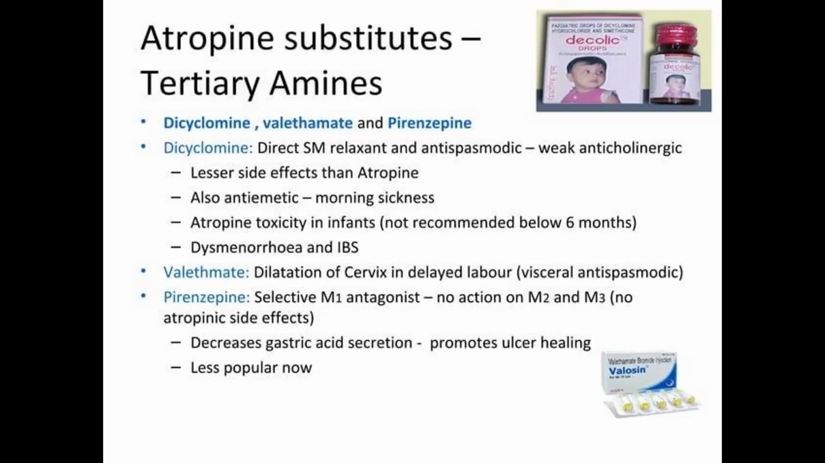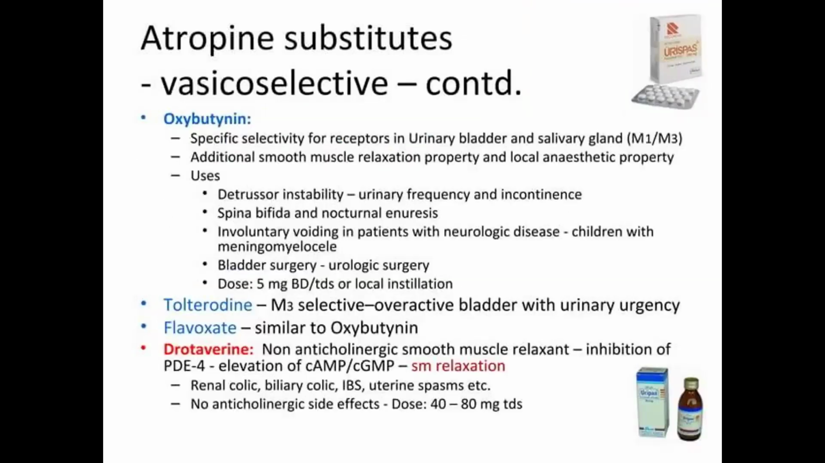It is less popular. I'm telling you, anticholinergics are much less popular now when it comes to use in peptic ulcer because we have better options available there. PPIs totally became a game changer. Now we have organ-selective drugs still used, for example, oxybutynin. It is very selective for the urinary bladder and salivary gland. Additionally, it has muscle relaxant and local anesthetic properties also. It is used in detrusor instability, spina bifida, and nocturnal enuresis.